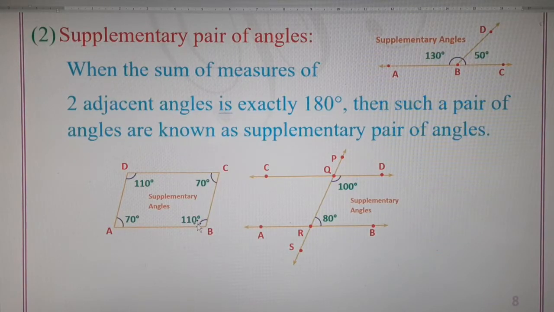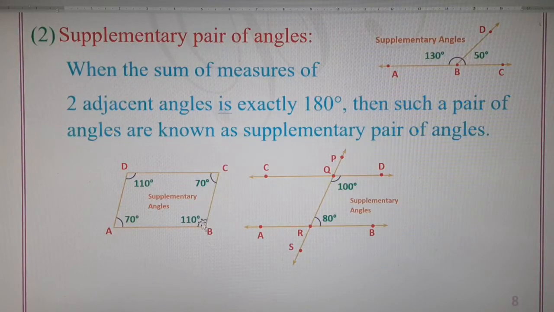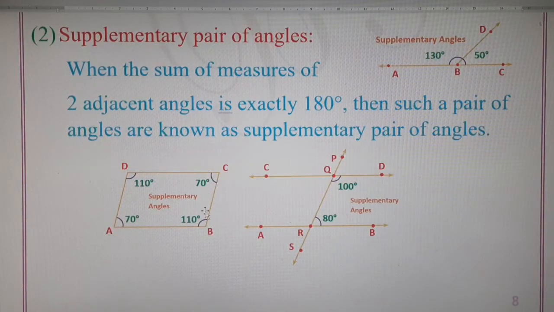So here, the sum of measures of angle B and angle C will be 180 degree. So if angle B is 110 degree, then angle C will be 70 degree. So we have to remember in a parallelogram, the neighboring angles, the sum total of their measures will be 180 degree. Similarly, in a parallelogram, we also have to remember another property, that opposite angles are of equal measure.